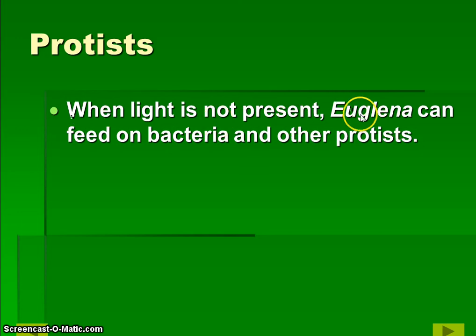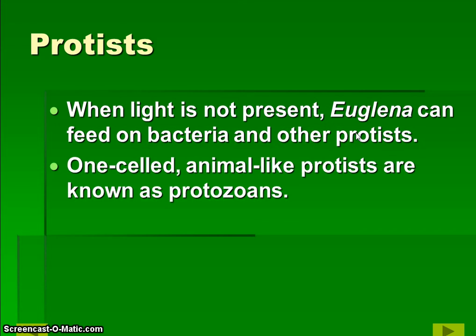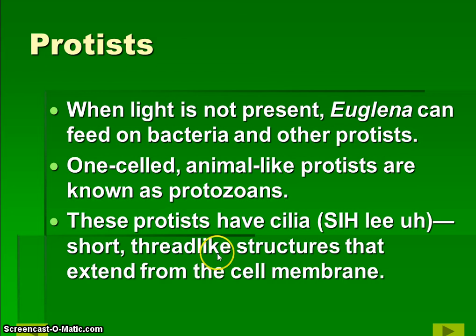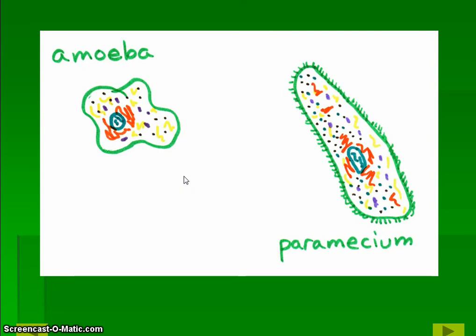So when light is not present, euglena can feed on bacteria and other protists, or like those euglenoids. The euglena can actually be more animal-like and actually feed on bacteria and other types of protists. Now, one-celled animal-like protists, a type of those, are known as protozoans. So there are protozoans that are more animal-like, and they're going to be one-celled protists. Now, these protists have cilia, which are short thread-like structures that extend from the cell membrane. And that cilia can actually vibrate and move to help a protist to move to try to get food that it needs and try to find that within the environment.